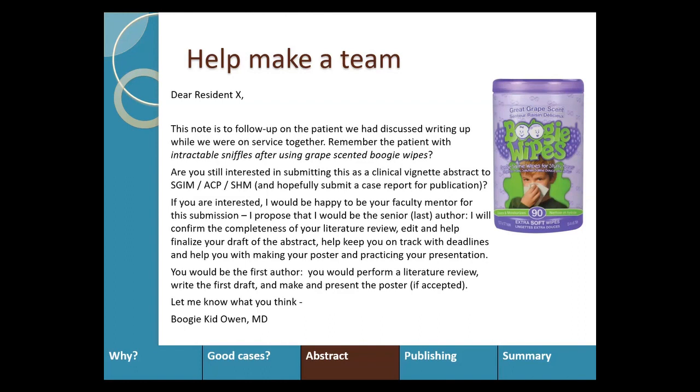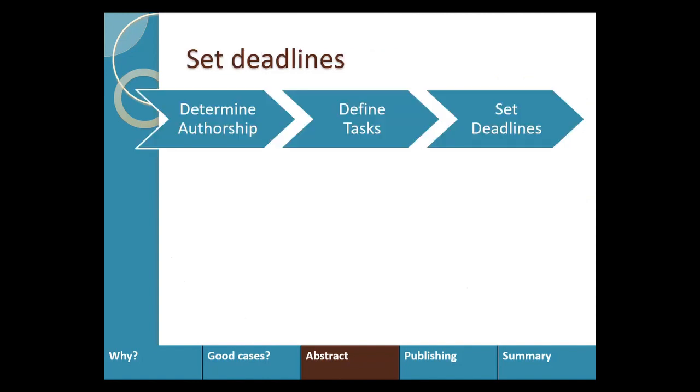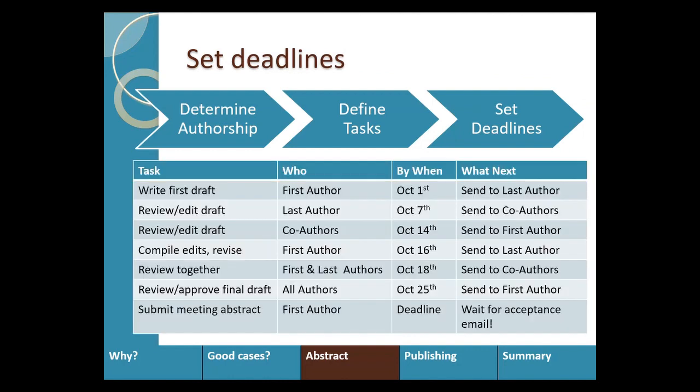So this is an example of how to communicate, delineate authorship responsibilities, tasks, and deadlines. And I think it's really important to have this in black and white. And so, for example, this might be a timeline that you could use to determine how to actually bring this sort of project to completion.